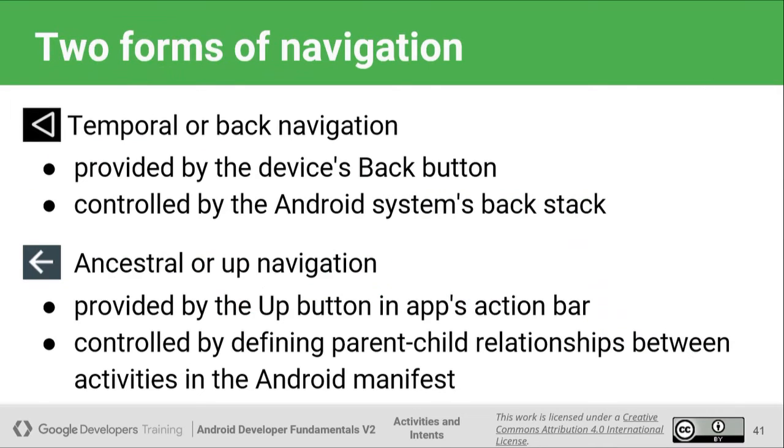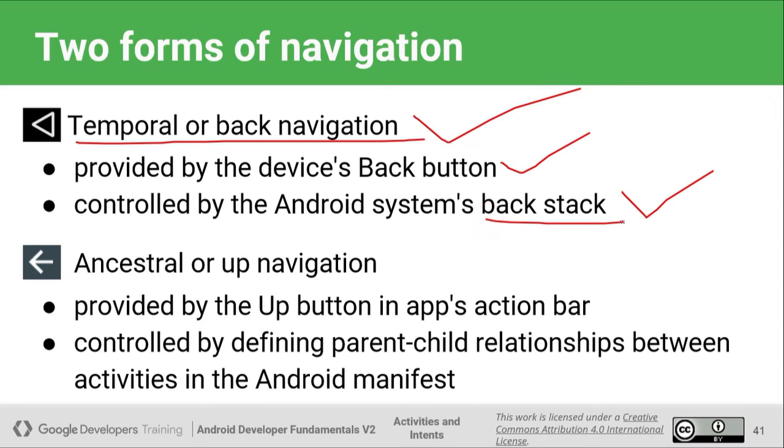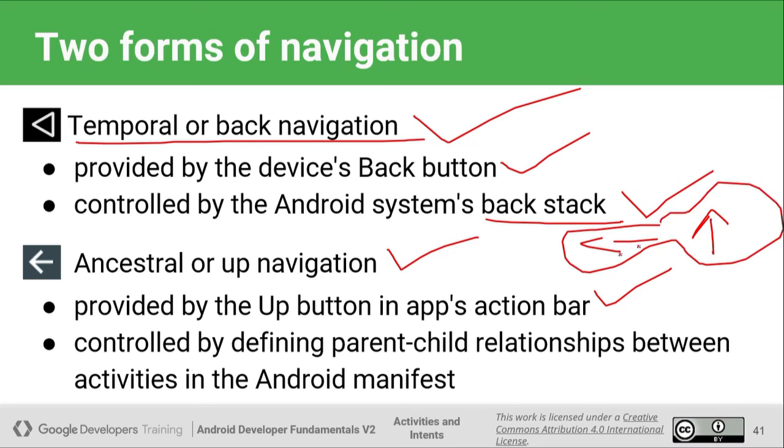So there are two forms of navigation. One is temporal or back navigation. This is by default, but not recommended, provided by the device back button, and controlled by the Android system back stack. There is the back stack, and there is also another stack for the forward purpose. The second method is ancestral or up navigation, provided by the up button in the app's action bar. We are seeing these arrows, and these are user defined. This one is system default, and this is user defined.